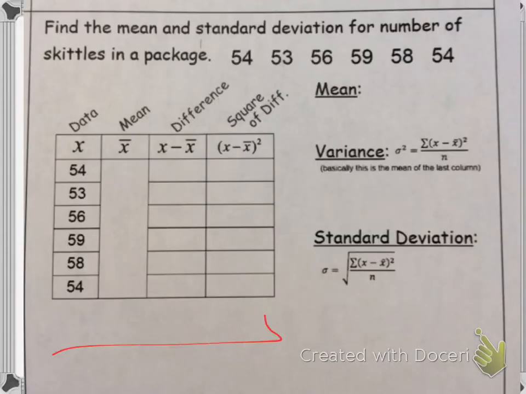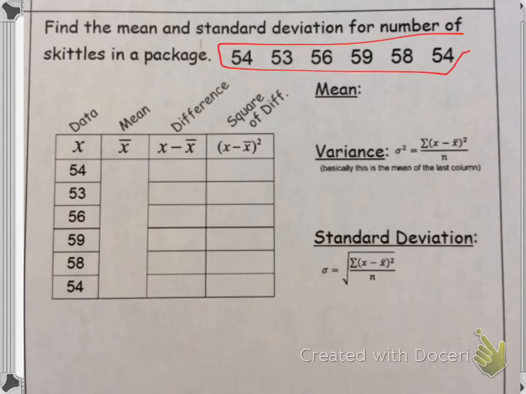So here's a table that I've made for you guys to figure out the mean, the variance, and the standard deviation. So the first thing we're going to do is we're just going to take our information and we're going to put it into the table. So here's my numbers that I need to find the standard deviation for. If you notice, those numbers have been put into the chart already as my x values.